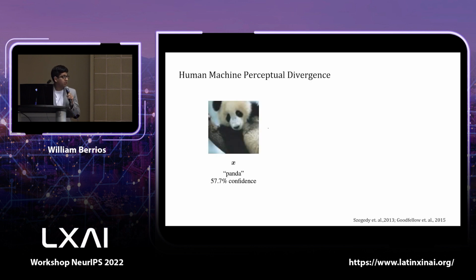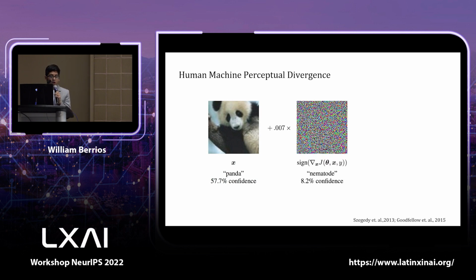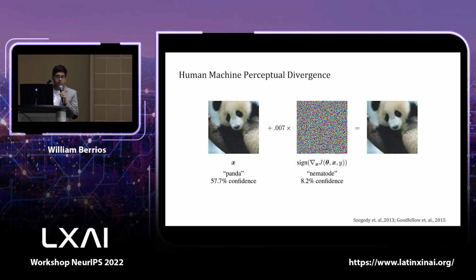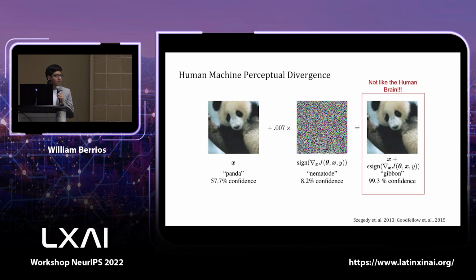Another important step here is the training strategy. You might have seen this human-machine perceptual divergence. For example, here we have an image of a panda that was predicted with 60% confidence by a neural network. However, when we add a specific type of noise, in this case FGSM noise, for us this image is still the same. However, for the neural network, it's not the same anymore. It predicts a primate with almost 100% confidence, and this is not how the human brain works.